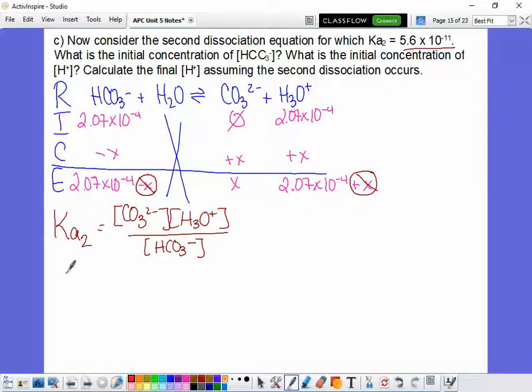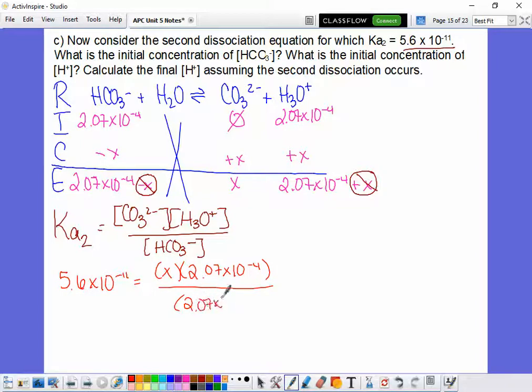So 5.6 times 10 to the negative 11 equals x times 2.07 times 10 to the negative 4 over 2.07 times 10 to the negative 4. So what is x? Yep, our Ka2, 5.6 times 10 to the negative 11. And that's the concentration of CO3 2 minus.